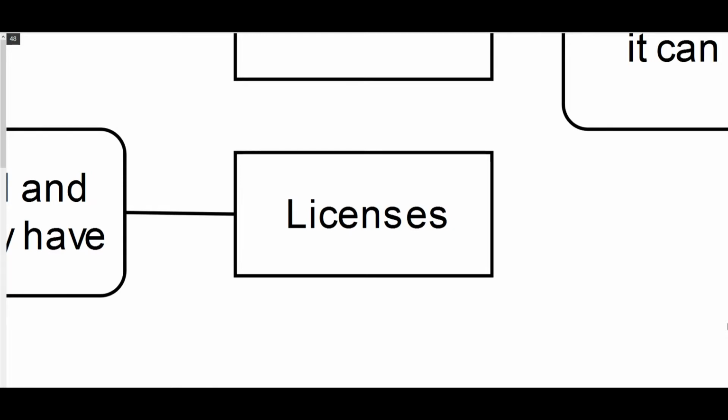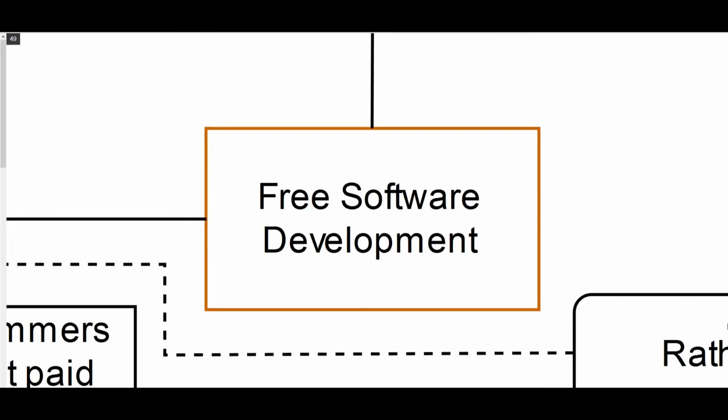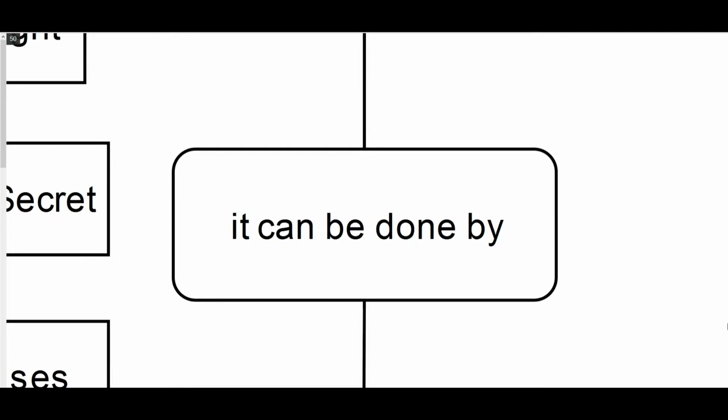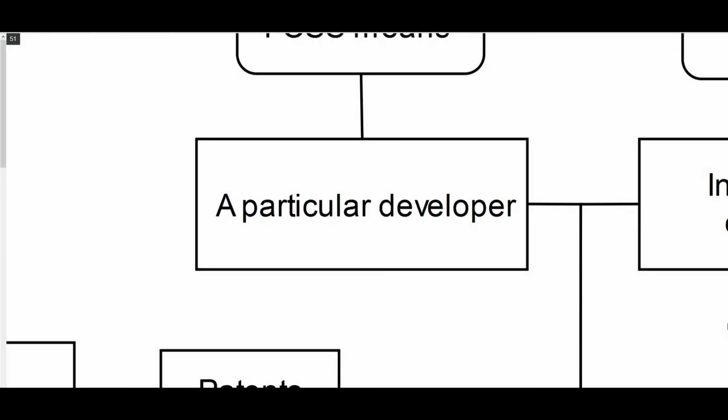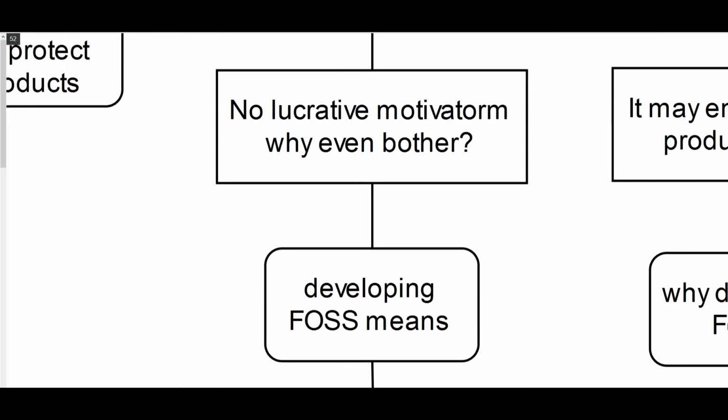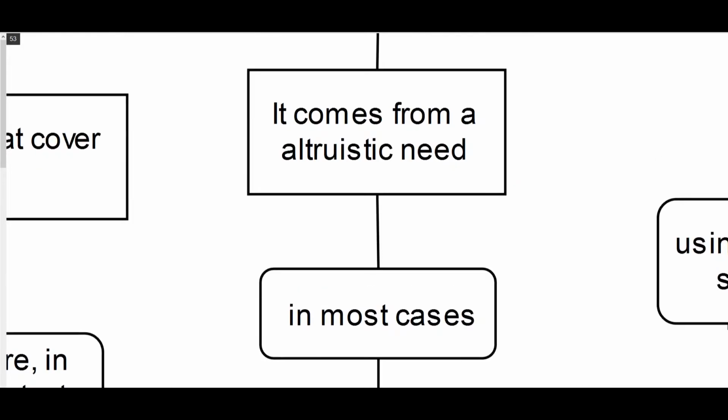Now that we have talked about commercial software development, let's talk about free software development. It can be done by a particular developer. Developing a free open software means that there's no lucrative motivator, so why even bother? You're not going to get paid. Why invest your time in fixing or creating a free open software? In most cases, it comes from an altruistic need.